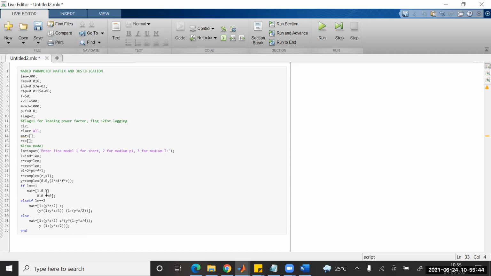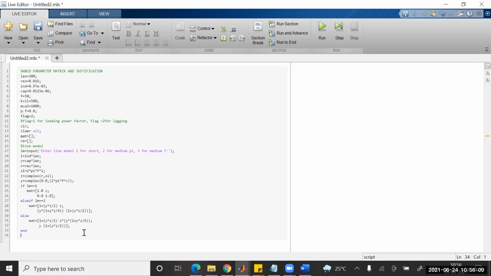Means if 1 it is this, when it is 2 it is this, when both are not there, then obviously it will be your 3. So when 3 comes, for the T it will be this, for pi it will be this, and for only short medium your matrix would be this matrix of ABCD parameter. Okay, that matrix would be there.